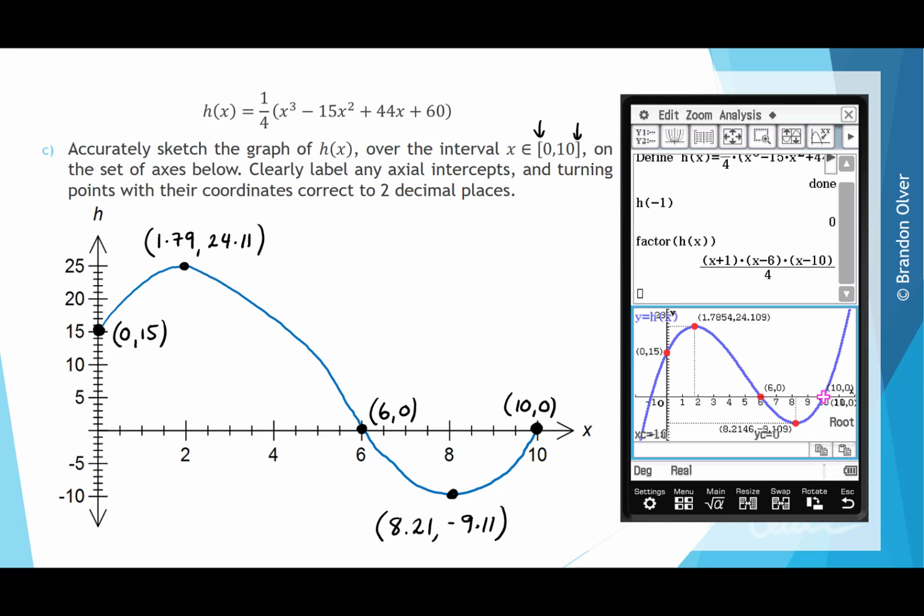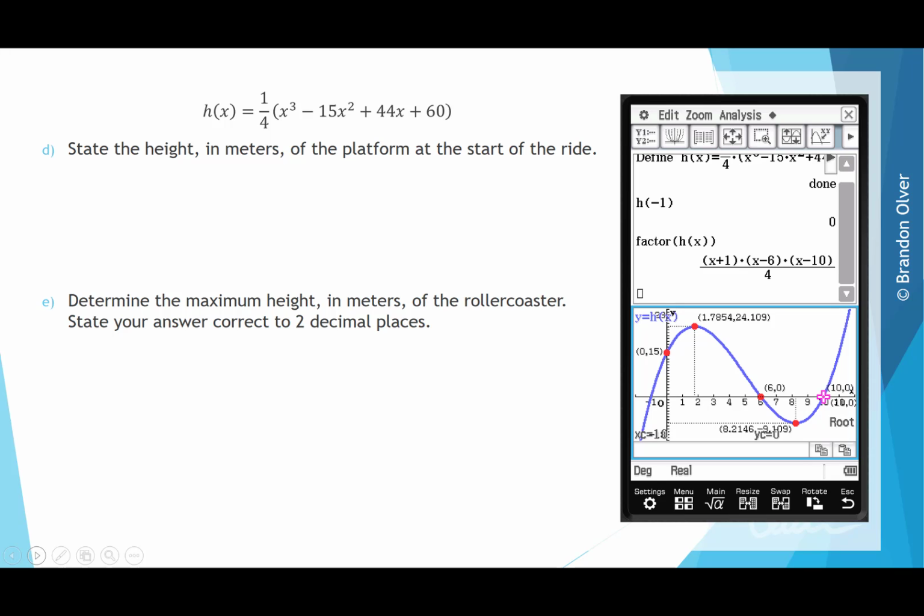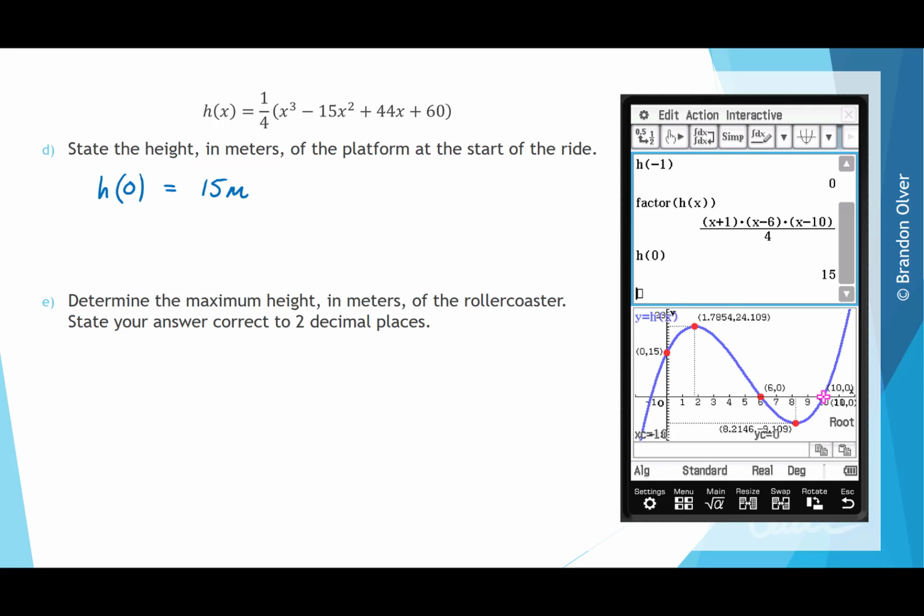And we use coloured in dots for our two endpoints here and here because those values are both included in the domain. For part D, we want to state the height in meters of the platform at the start of the ride. So from the graph on our CAS calculator, we can see that it's 15. And algebraically, if we evaluate h of 0, that's equal to 15 meters. So that's the height of the starting platform. We can confirm what we found in part D by evaluating h of 0, and pressing execute gives 15 meters, which is the height of the starting platform.